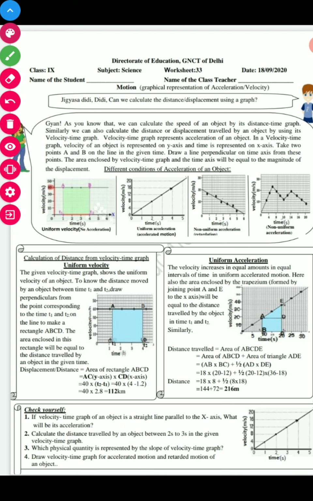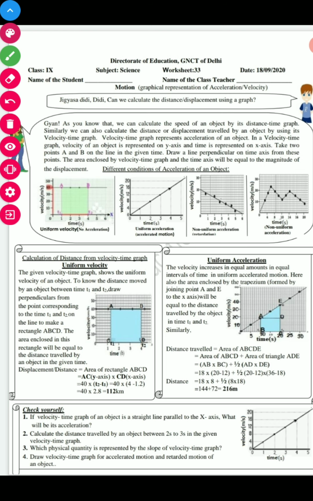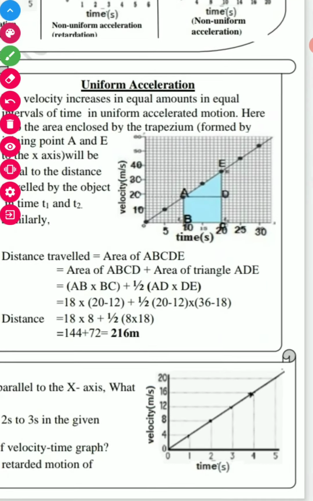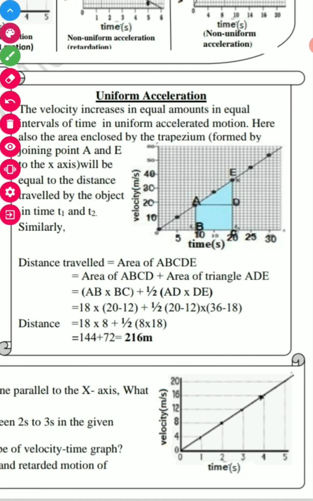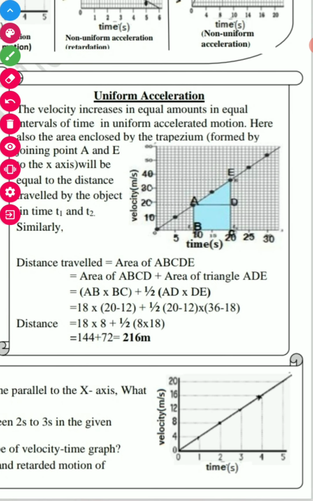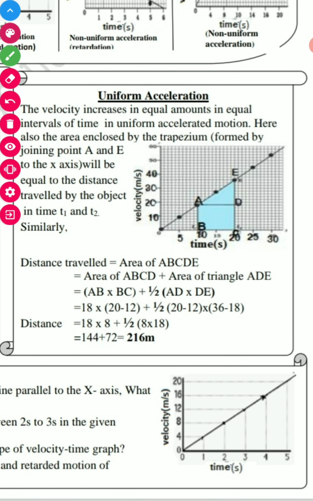Next question we have. Okay, I'll take this second question. Calculate the distance traveled by an object between 2 and 3 seconds in the given velocity time graph. See students, I'll show you this graph. By using this graph we have to calculate: t1 we have 2 seconds, t2 we have 3 seconds. In this we have 8 and this is 12.